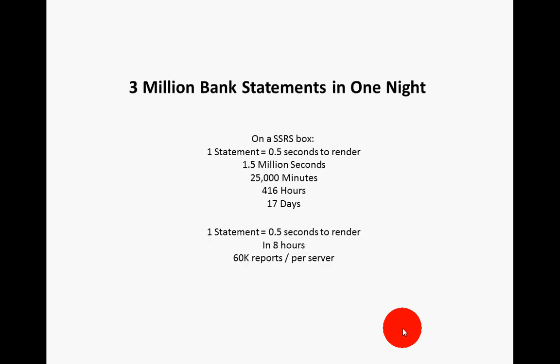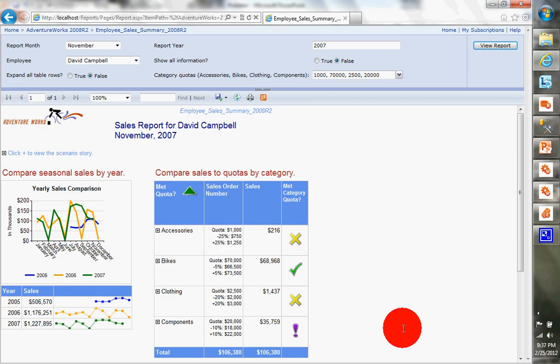Since it takes 0.5 seconds to render a single statement, and I have just 8 hours to complete, I can only render 60k reports per server. And I asked myself, what if I had 100 servers? Then it would just take me 4 hours to complete the rendering of 3 million statements. Let's see, how did I do it?